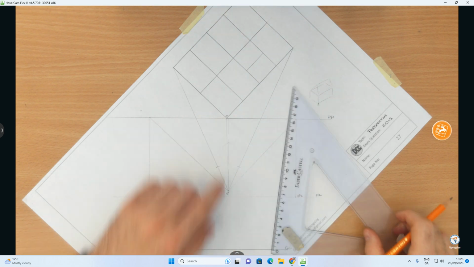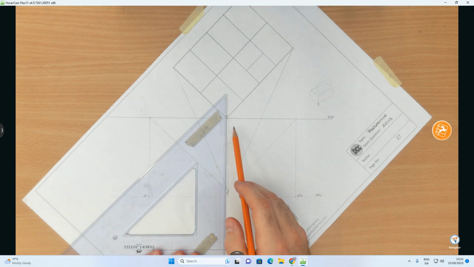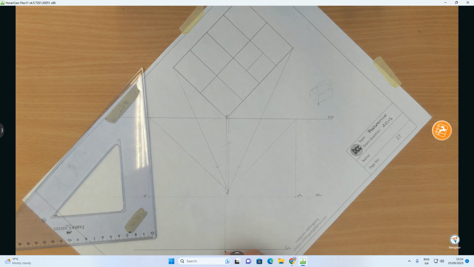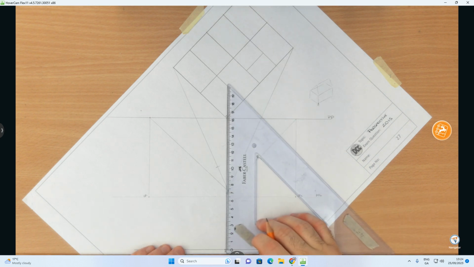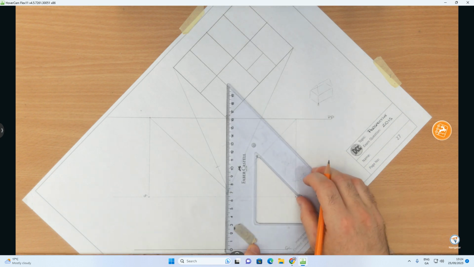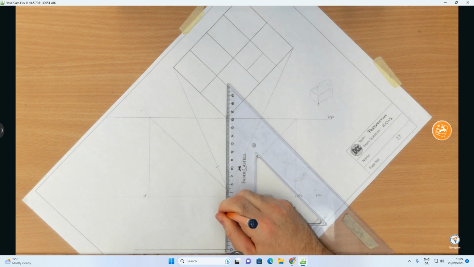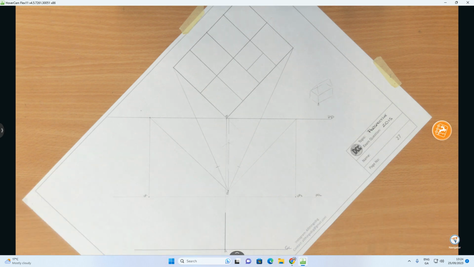So from corner A, which is touching the picture plane, I'm going to project that straight down like this, and where it hits the ground down here is a point on the ground. I'm going to measure up 45 millimeters because that is the height of the edge for corner A. So there's the 45. Draw that in. There's the first edge there.